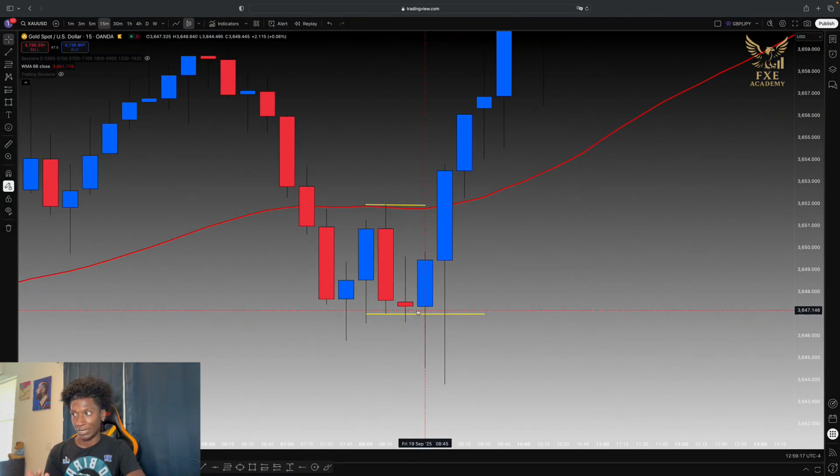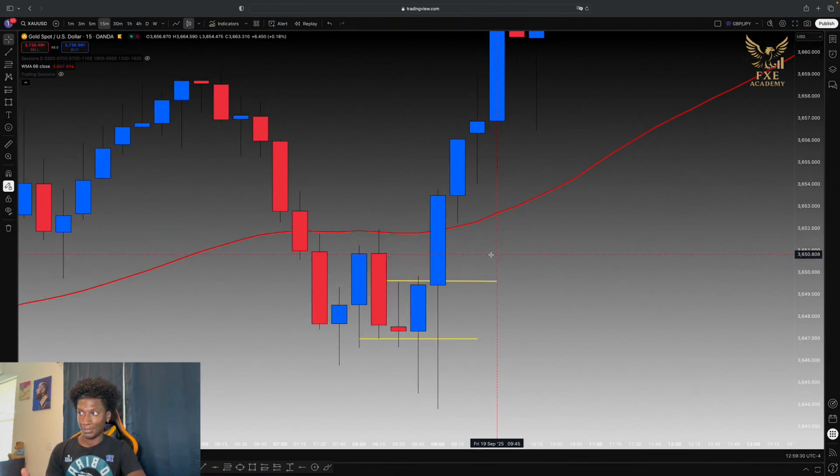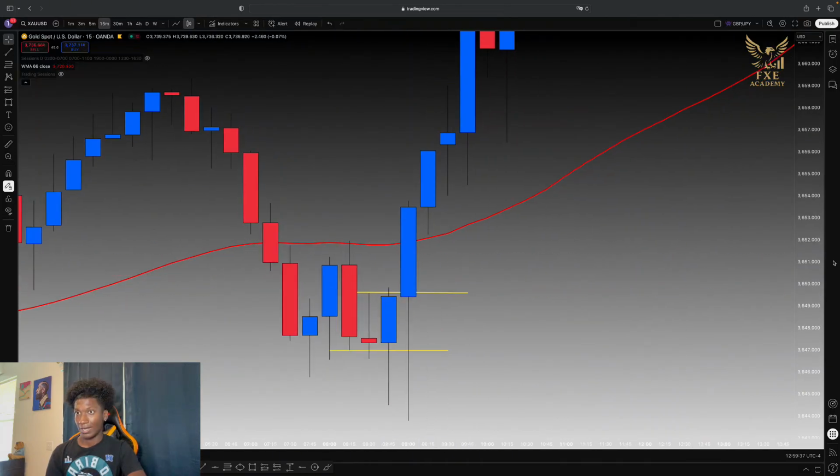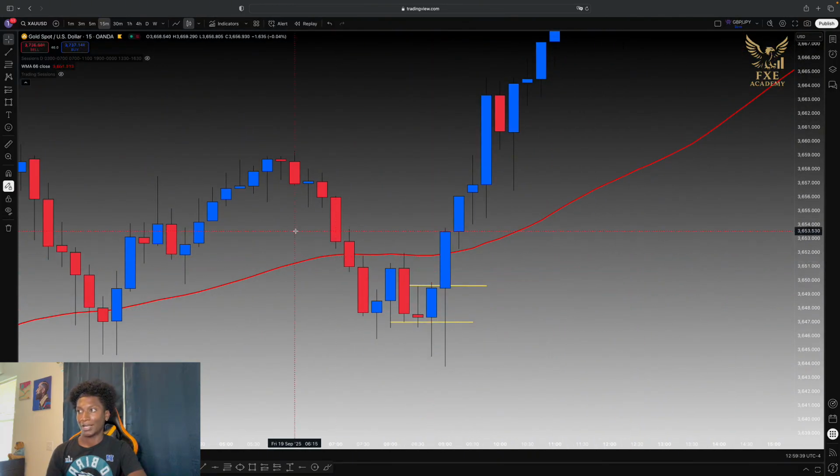We had rejections. We also had another low being formed. This doji created another low for us to follow. Once again, if lows get broken, sellers are happening. So this candle right here that opened at 9 a.m. broke our highs. And this is essentially where I would have executed a buy.